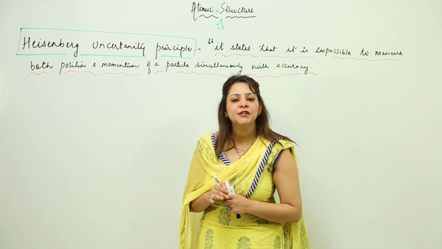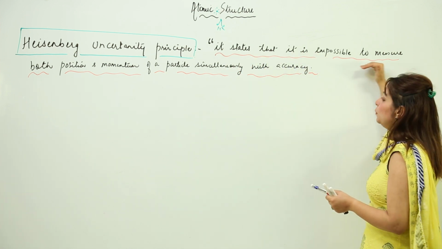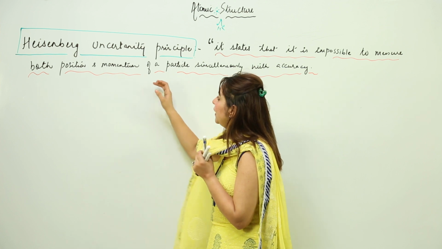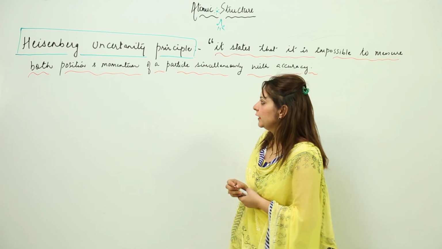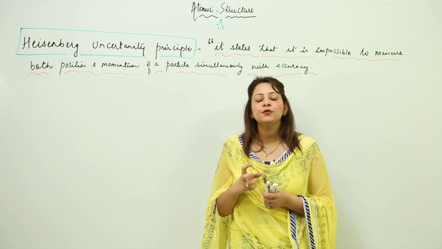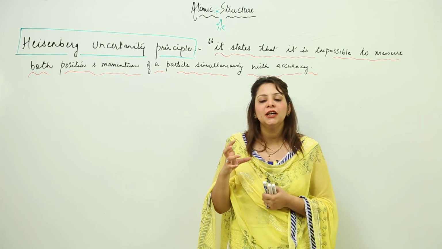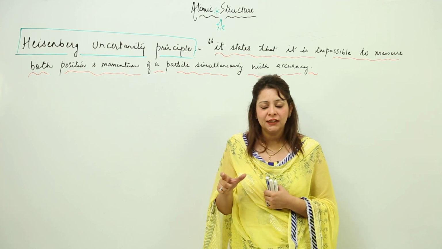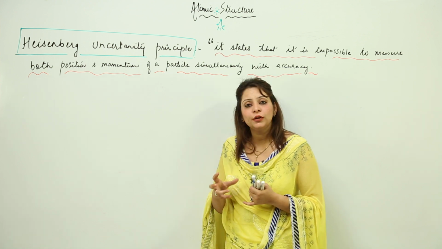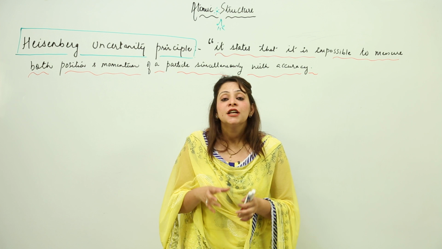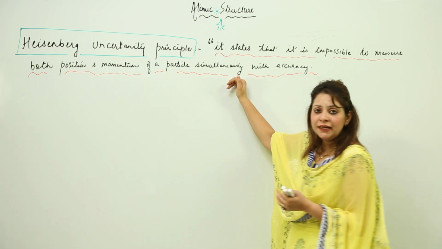Now, the Heisenberg uncertainty principle states that it is impossible to measure both the position and momentum of a particle simultaneously with accuracy. Again, I'll repeat. If we have a particle and we need to find its position and momentum simultaneously, that means we are looking for the correct value of the position and momentum at the same time. So we get to know that we cannot find the position and momentum of the particle simultaneously with accuracy.